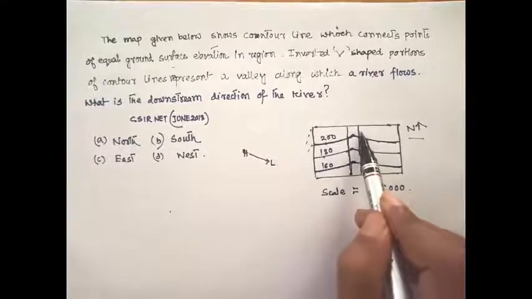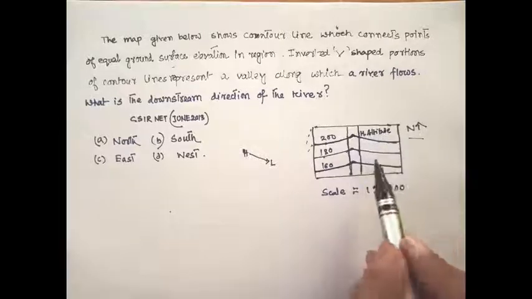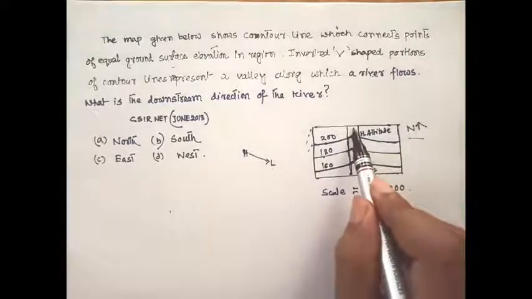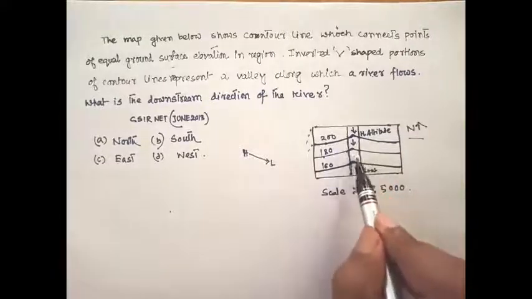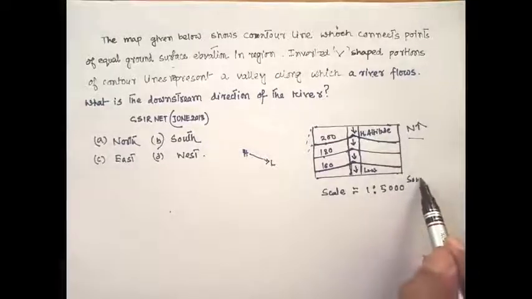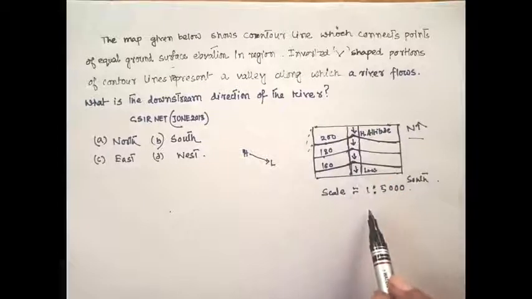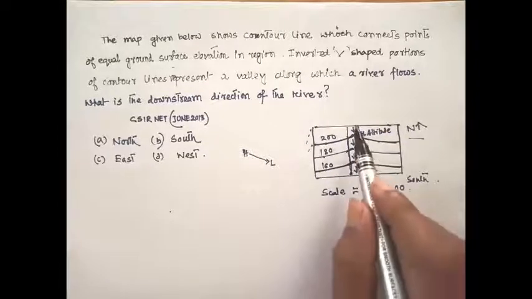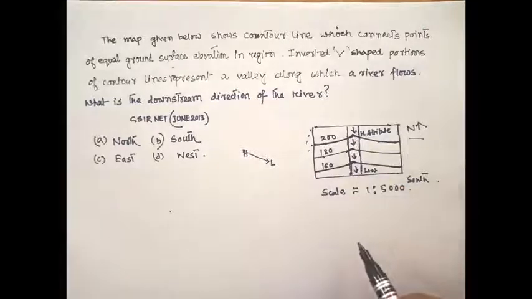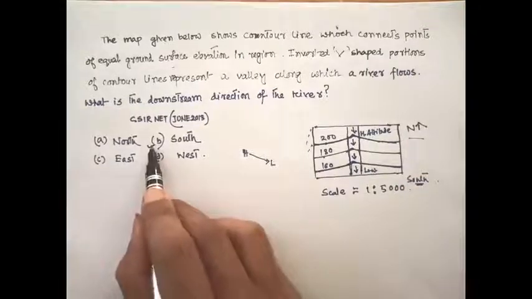So in this case, this area will be the higher altitude and this area will be the low altitude. So the river will go from north to south direction. So the downstream direction will also be along the south direction. This along the flow of the river, the direction is called the downstream direction. So the direction will be south. So option B will be the correct one.